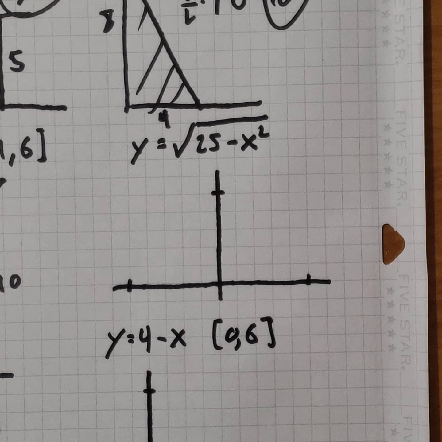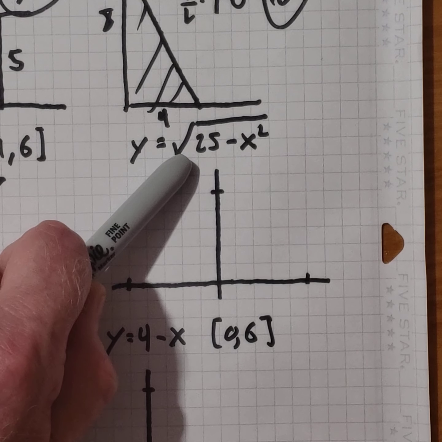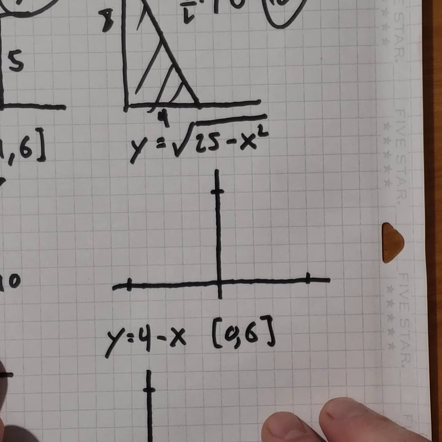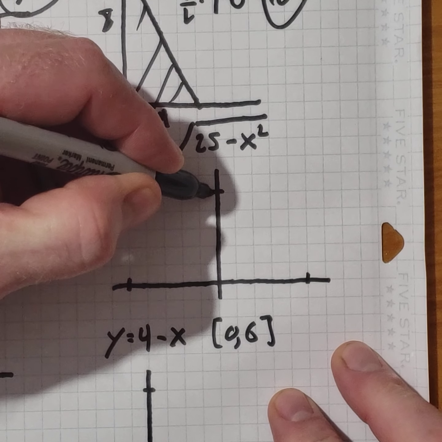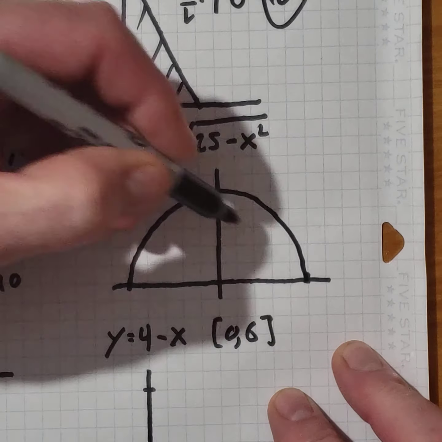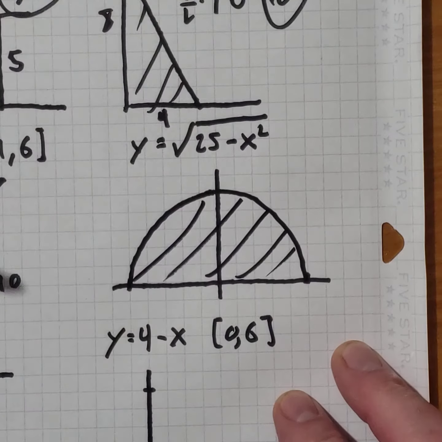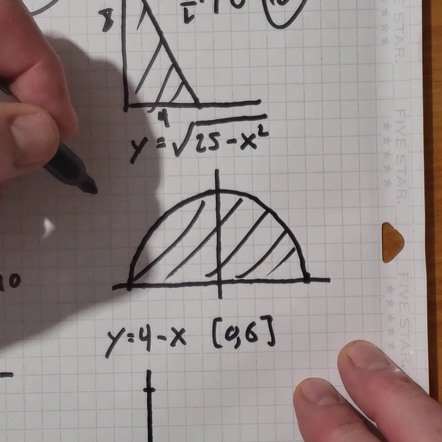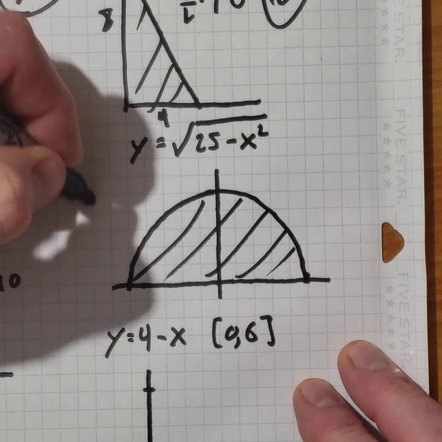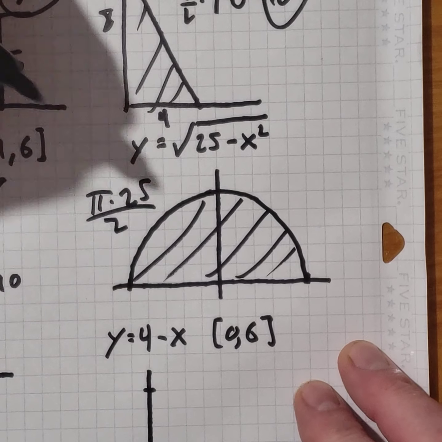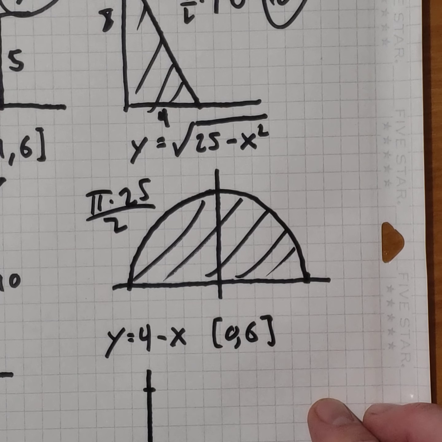Another shape we might run into, if you know what the graph of this is, you're good to go. If you don't, you can pop it in the calculator and graph it, and you'll see that it is the top half of a circle centered at the origin with a radius of 5. So we're looking at the area of this, and you know the formula for the area of a circle, right? The radius is 5, and our area is going to be pi r squared, so pi times 25, but then it's only half a circle, so half of that, so 12.5 times pi.